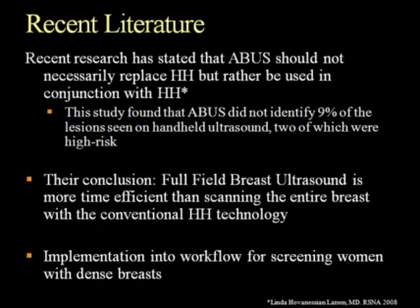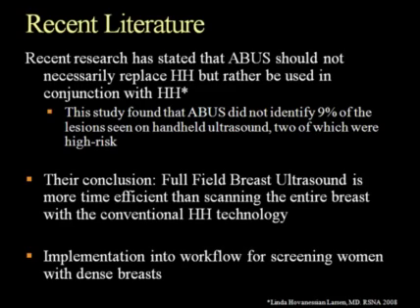In the recent literature, there's been quite a bit out about automated breast ultrasound. This was a paper that was presented at RSNA in 2008 by Dr. Hovhannissian, and what she found was that automated breast ultrasound should not necessarily replace handheld, but rather be used in conjunction. They found that the automated breast ultrasound device did not identify 9% of the lesions seen on handheld, 2 of which were high risk.